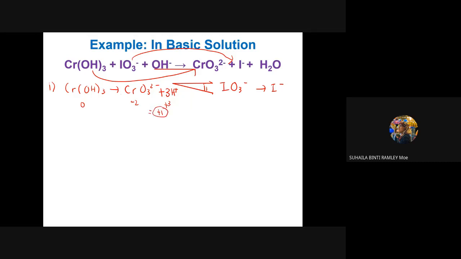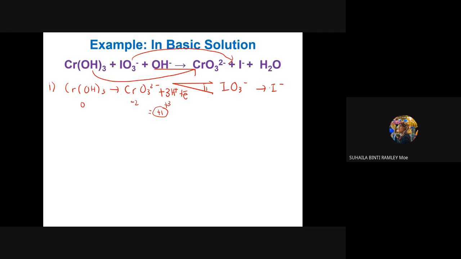So how many electrons do we want to add, and on which side? Right or left? Right. How many electrons? One. So add 1 electron here. Okay, balanced. Next half equation.